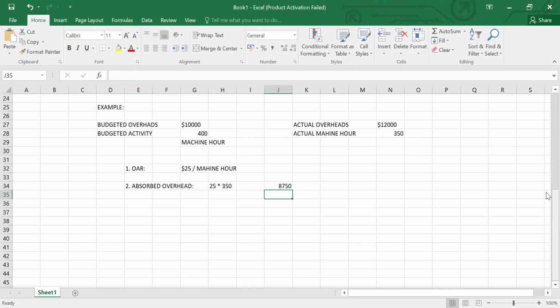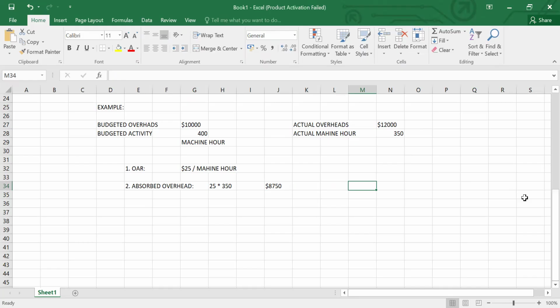8750, right? You said at the start of the year that a machine will be costing you $25 per hour, and in reality, the machines have worked 350 hours. This means that the cost should be 8750. This means that the overheads I should be getting are 8750. My actual overheads are $12,000. So what are absorbed overheads?